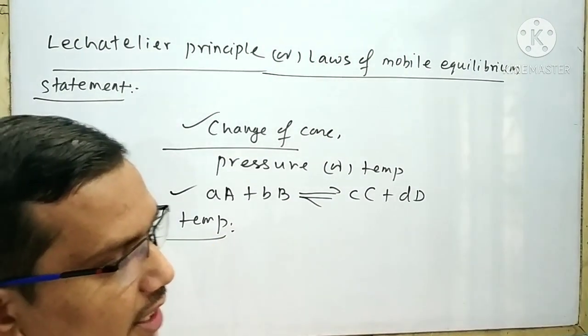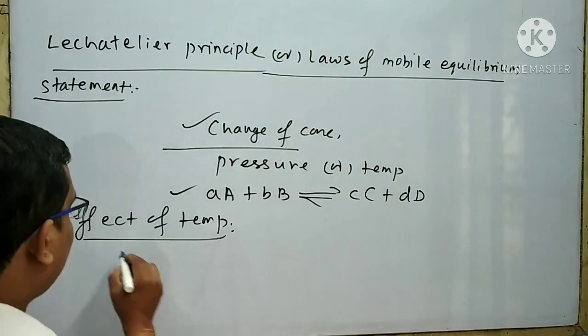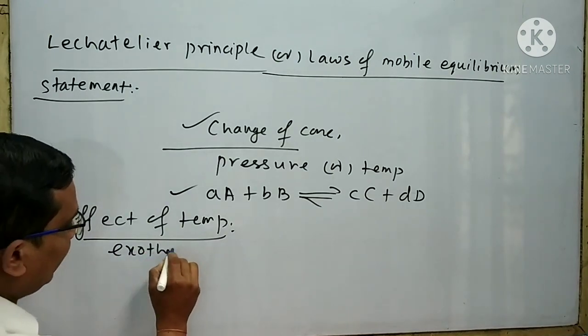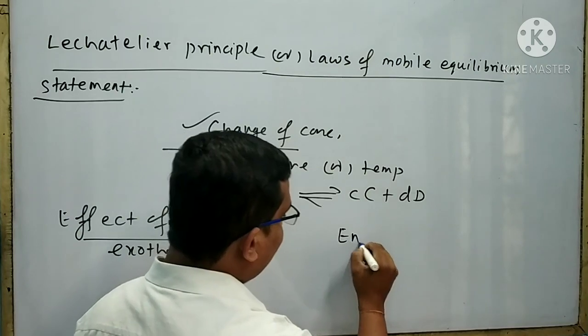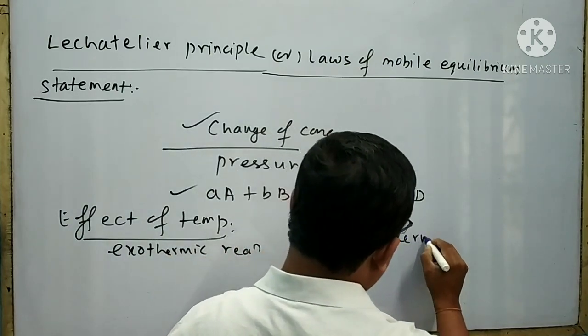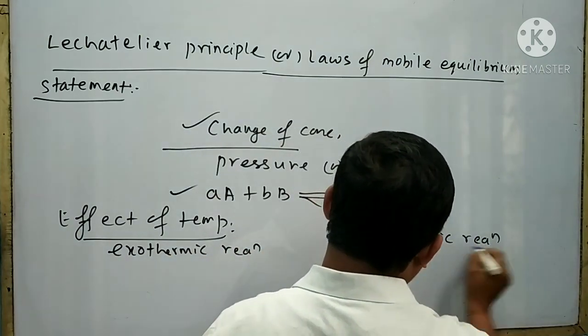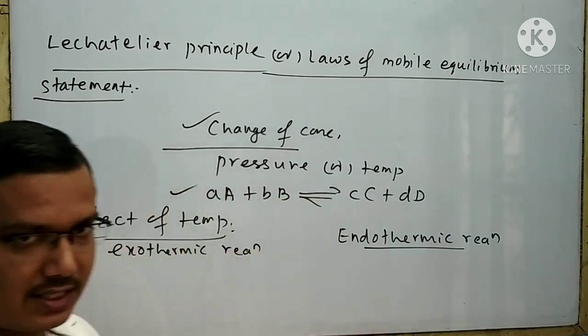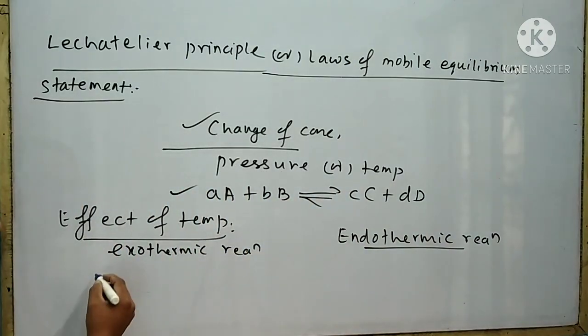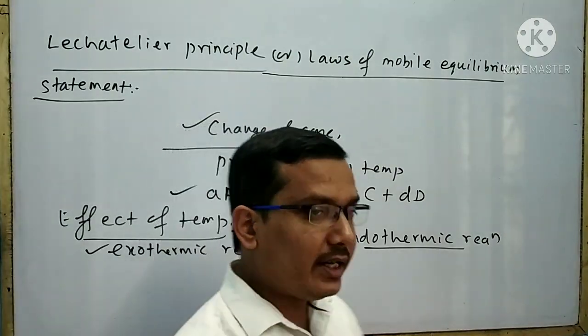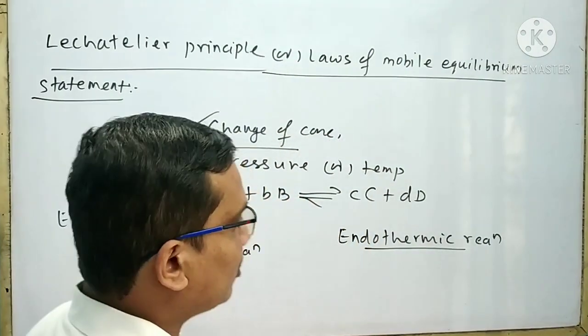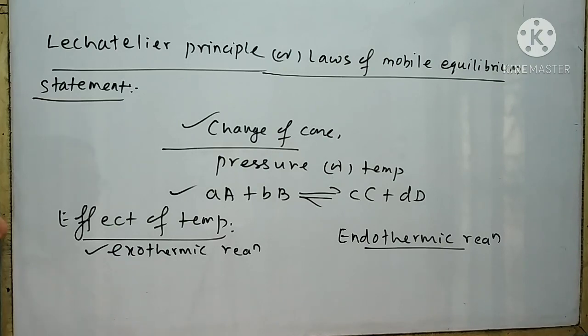Generally we know that there are two types of reaction. One is exothermic reaction, another is endothermic reaction. The reaction in which heat is released, that type of reaction is generally called exothermic reaction. The reaction in which heat is absorbed, such type of reaction is called endothermic reaction.